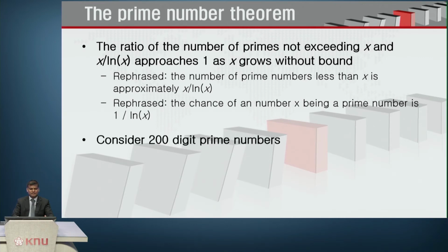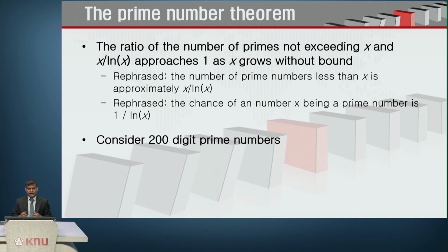So let's consider what is the chance of a 200-digit number being prime. Consider you are trying to find a number which is 200 digits and you want to know whether it's prime or not. And suppose you already have a number which is 200 digits and it is a prime number. How do we find that it has to be prime?